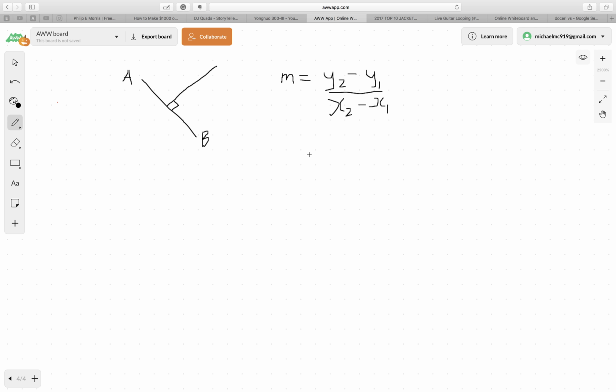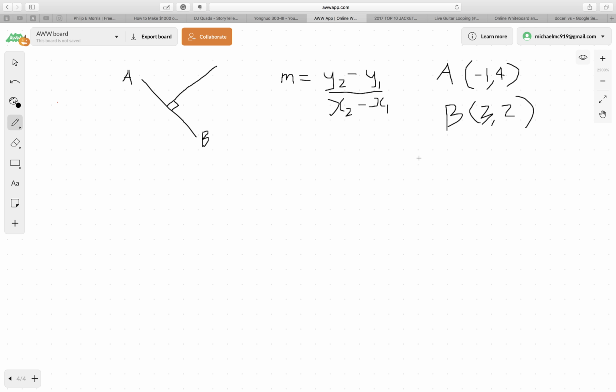Right? So if you wanted to find the gradient of the line AB, given the points A is -1 and 4, and B is 3 and 2, then it'll just be a matter of choosing whether the point A would be x2, y2, or x1, y1, and B the opposite.